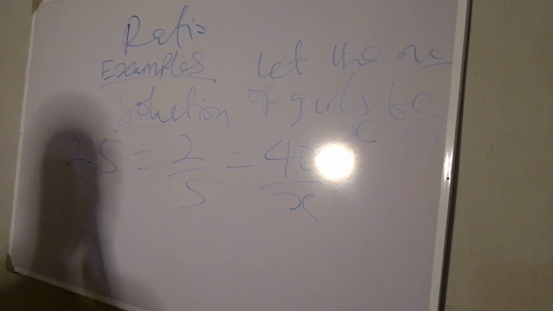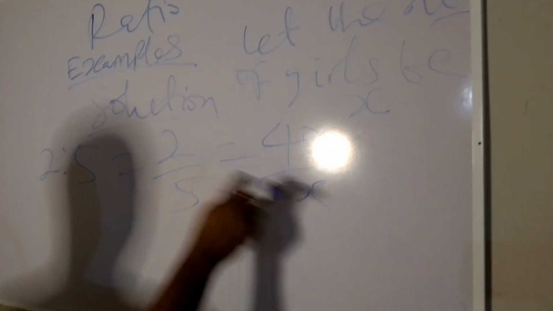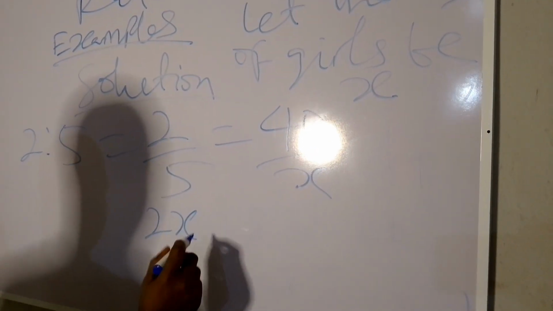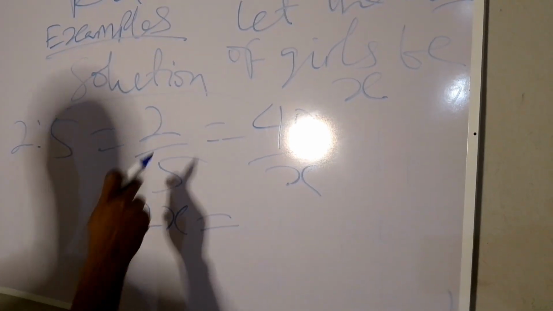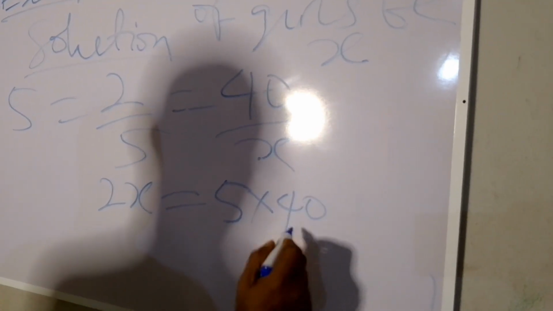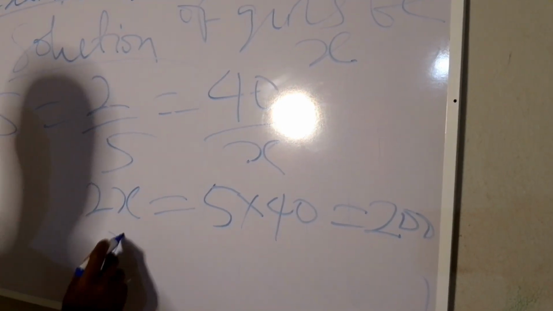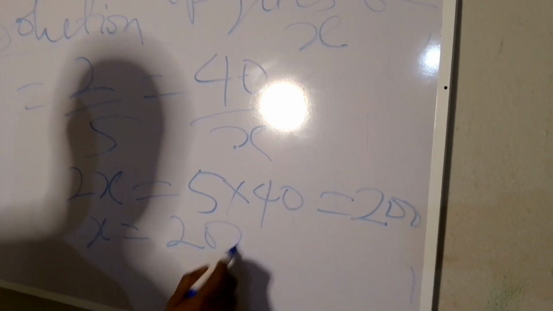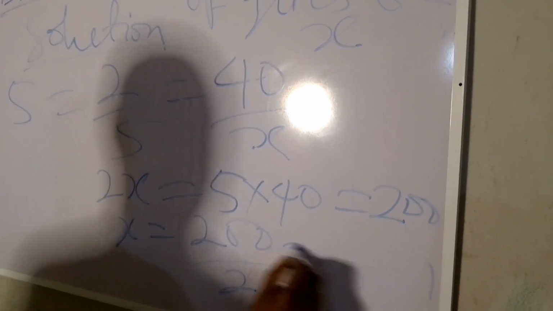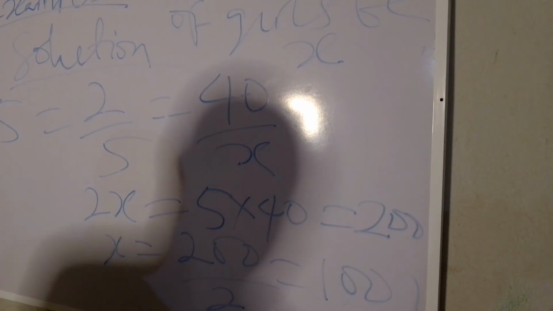What do you do? Like the rules I showed you earlier, you cross multiply. 2 times X becomes 2X, equal to, you put the equality sign, 5 times 40, which is 200. Then you find your X. X will be 200 over 2, which is 100. It means in the class there are 100 girls.